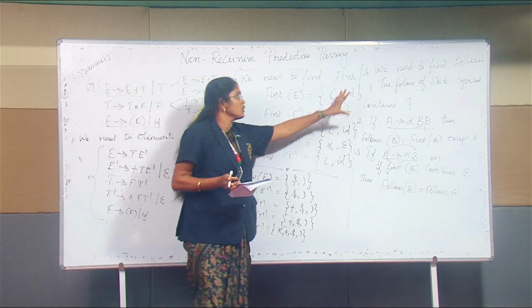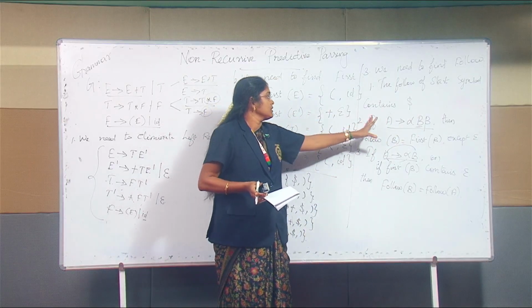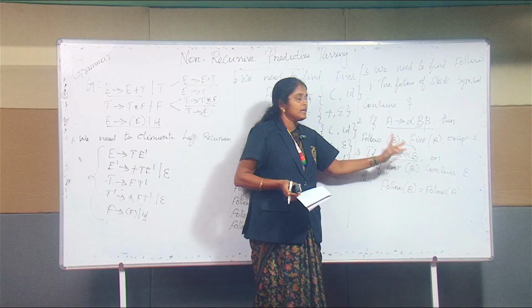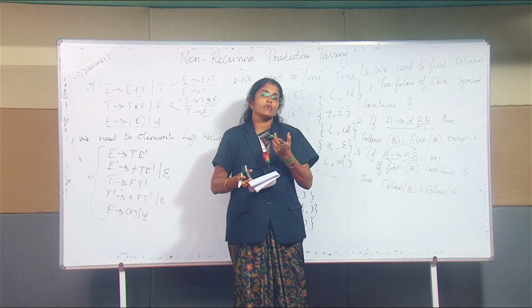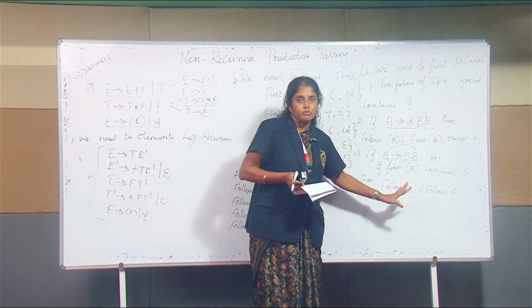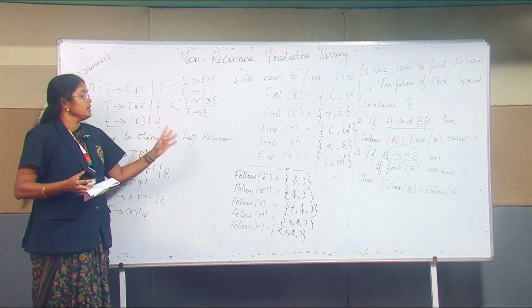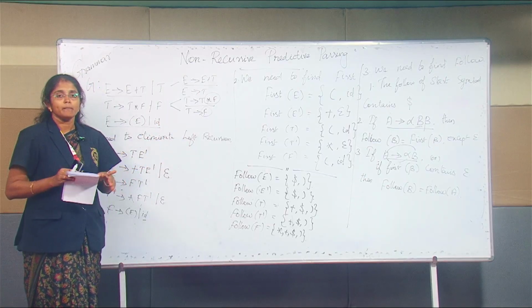Then we have to find the follow. For finding the follow, this is the set of rules. The start symbol should contain dollar. Then in a production like this, the element for which we are going to find the follow should be present in between or at the end. Then these steps are to be followed. Okay, now after finding the first and follow, we need to write the parsing table.